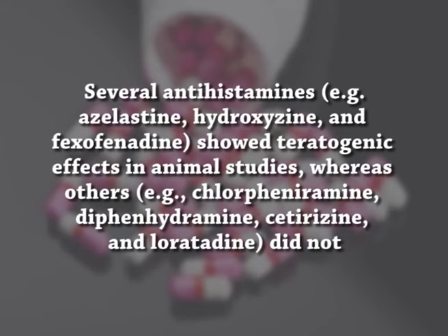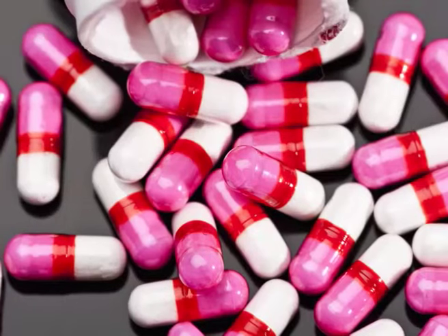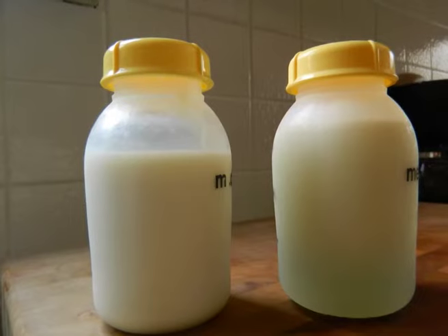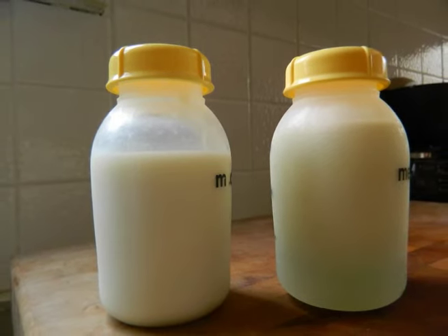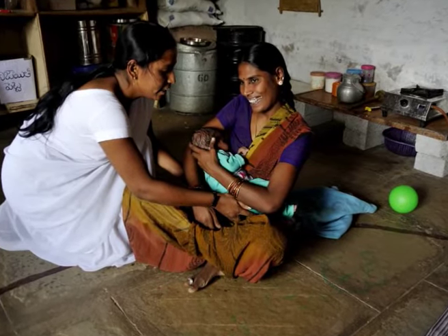Several antihistamines such as azelastine, hydroxyzine and fexofenadine showed teratogenic effects in animal studies, whereas others which include chlorpheniramine, diphenhydramine, cetirizine and loratadine did not. Antihistamines can be excreted in small amounts in breast milk, and first generation antihistamines taken by lactating mothers may cause symptoms in the nursing infant such as irritability, drowsiness or respiratory depression. Since H1 antagonists interfere with skin tests for allergy, they must be withdrawn well before such tests are performed.